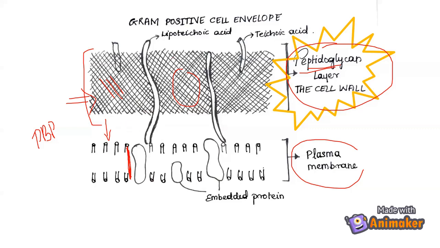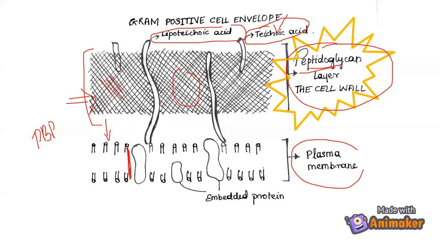We have certain important polysaccharides present in the gram-positive cell wall, such as teichoic acid and lipoteichoic acid. This teichoic acid is important for serologic identification of gram-positive species. It is an antigenic determinant.